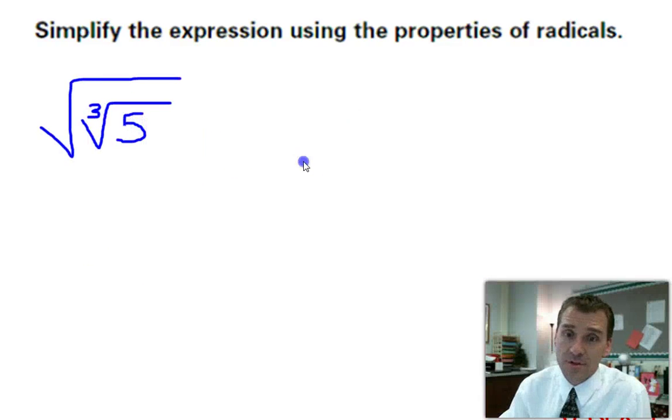All 3 of these examples most definitely need to go in your notes. So here's how you do it. Well, I'm going to take this thing and I'm going to rewrite it, something of which you already know. So I'm going to take this guy.